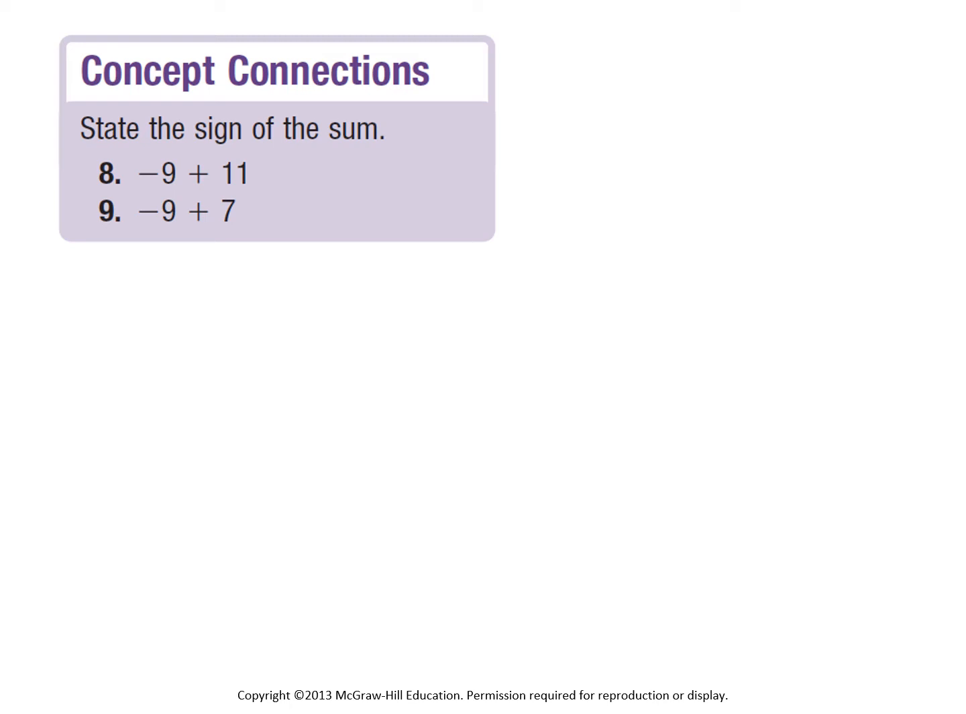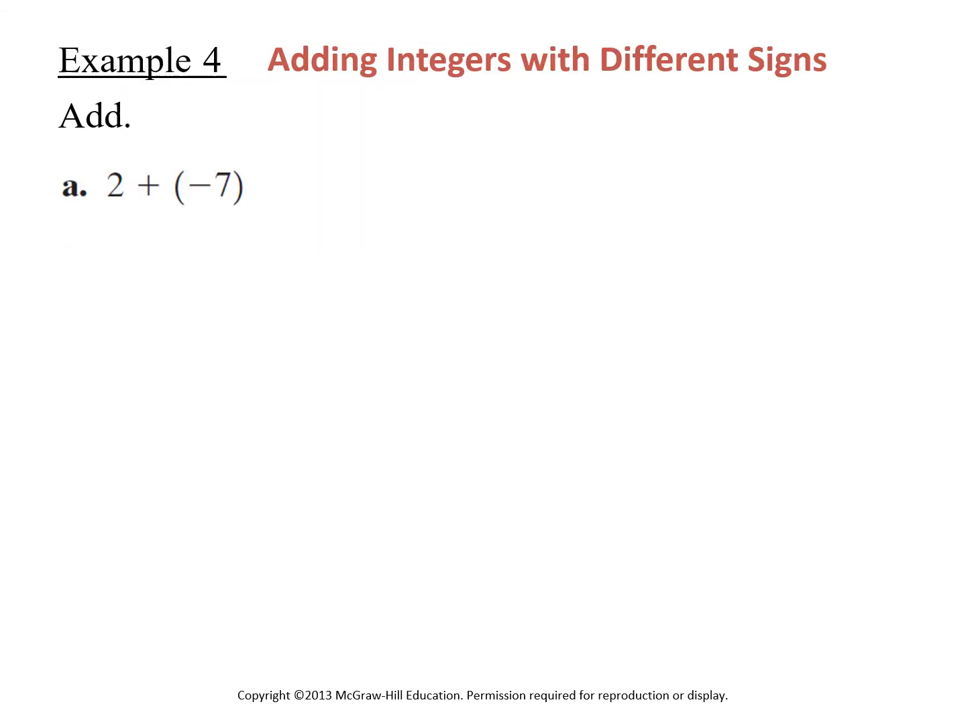You can think of this as owing $9, but you get $11. So if you owe 9 and you have 11, you're going to end up with a +2. And if we have -9 and +7, the difference here is 2, but we have more negatives. We owe more than what we have. So if you have -9 plus 7, that's going to give us a -2.